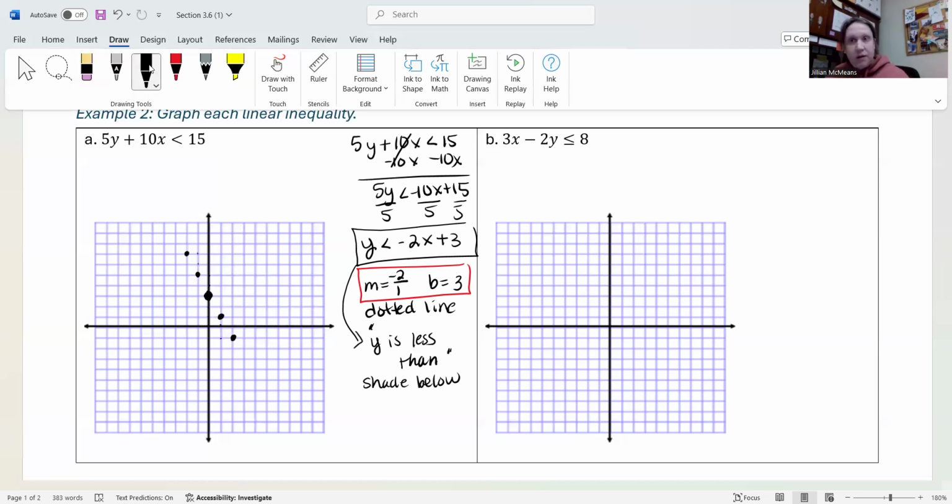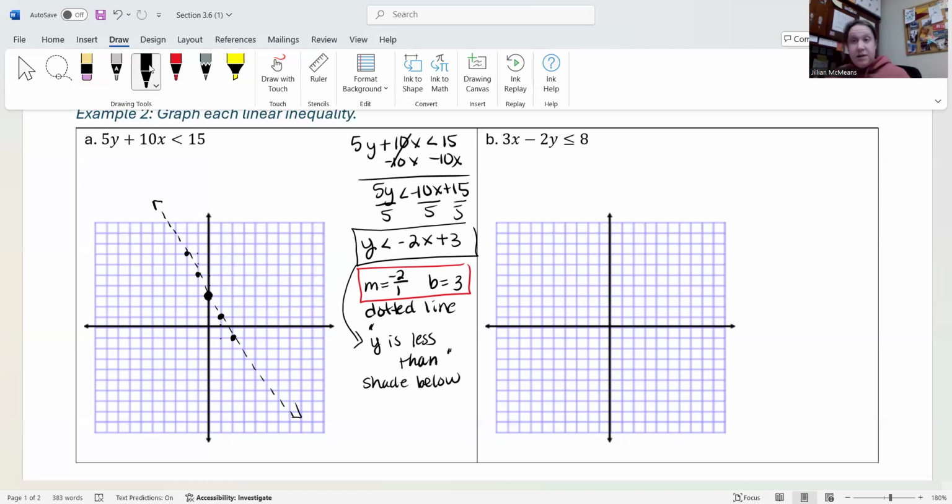And remember, don't just connect them willy-nilly. We have to remember, do I connect with a solid line or a dotted line? In this case, we need to connect with a dotted line. Now, I suspect we're going to be shading below this line. That means shading the bottom side of the line, okay?